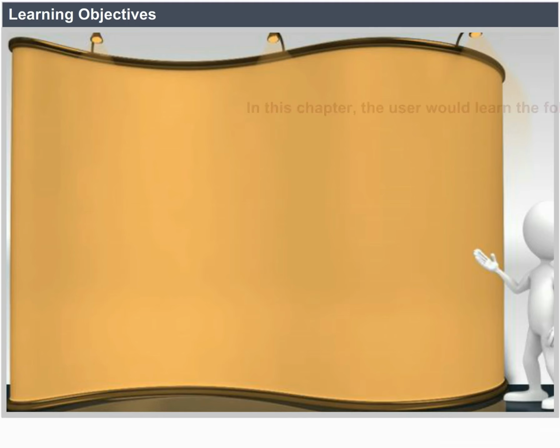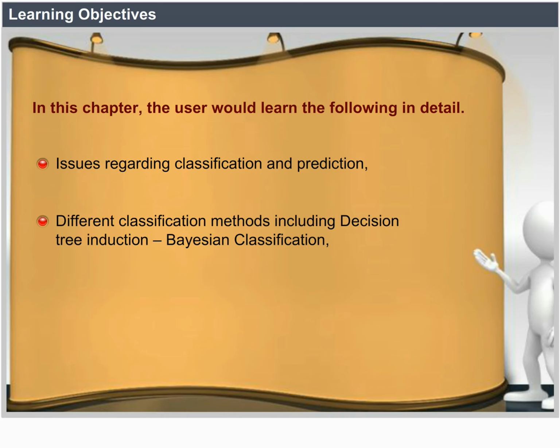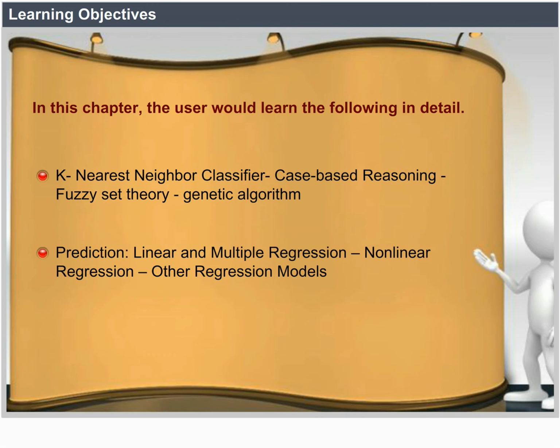Learning objectives. In this chapter, the user will learn the following in detail: issues regarding classification and prediction; different classification methods including decision tree induction, Bayesian classification, neural network technology, nearest neighbor classifier, case-based reasoning, fuzzy set theory, genetic algorithm; prediction, linear and multiple regression, nonlinear regression, other regression models; classifier accuracy.